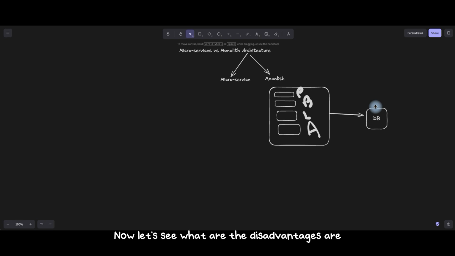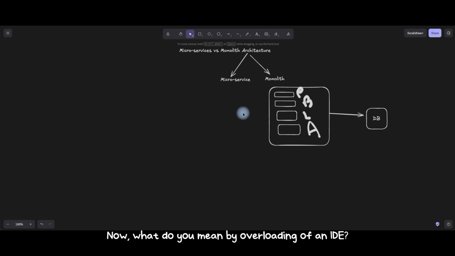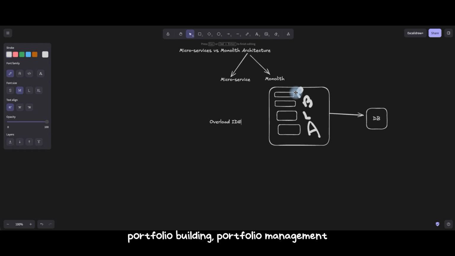Now let's see what the disadvantages are. Basically, since it's one big application, there are a ton of disadvantages for a monolith. Number one is it overloads the IDE. What do you mean by overloading of an IDE? Since it's a very big project, let's say you are working in a bank and the bank has a lot of functionality: portfolio building, portfolio management, transactions, billing, payments, refund, rewards, and all of that big code is present in one single app.